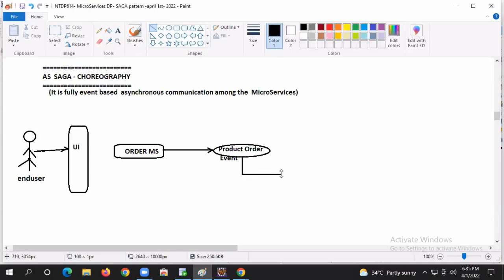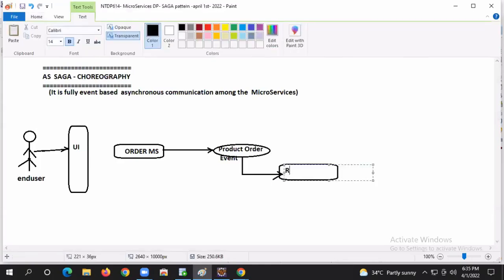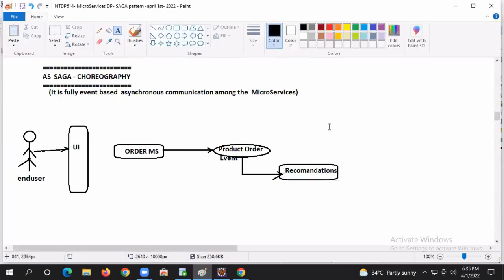Showing the recommendations. Come on, guys. One activity is showing the recommendations. Events will have event handling, boss. So talking to recommendations. Are you listening to my statement, guys? Okay.